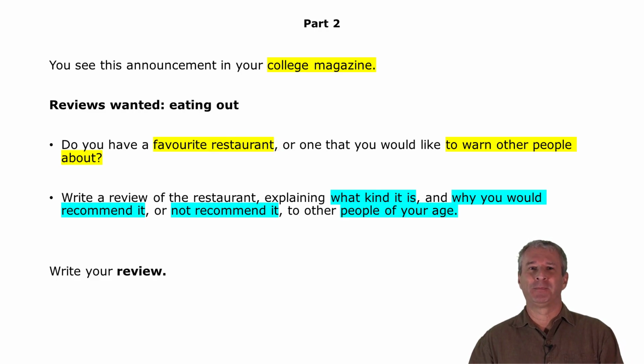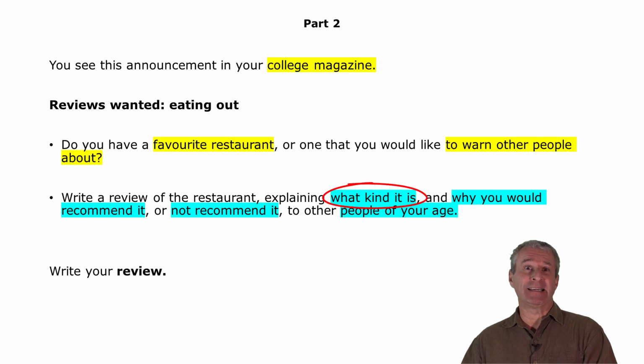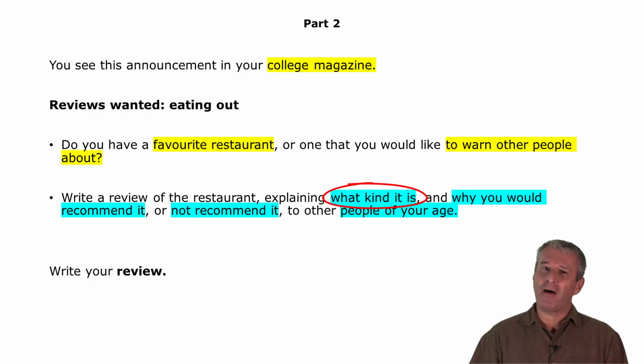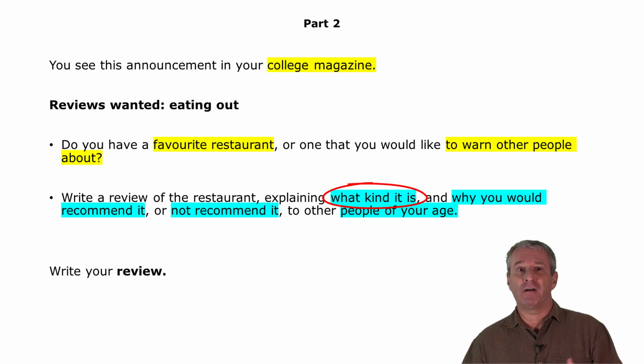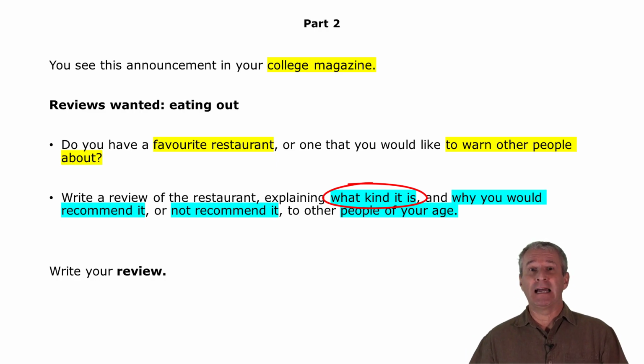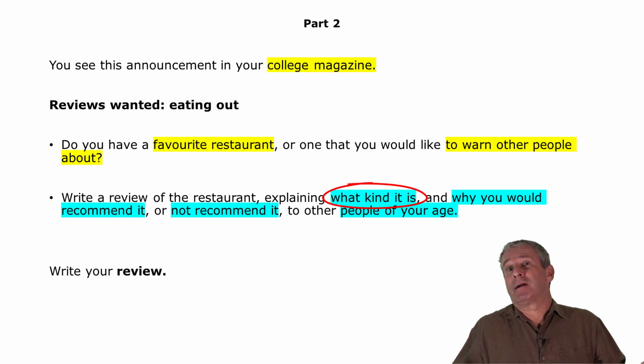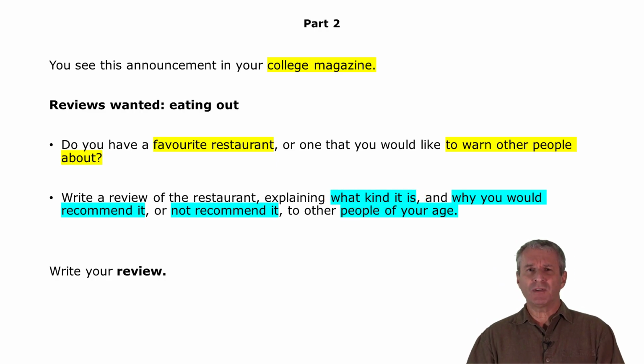You also need to write about what kind it is. The kind of restaurant could mean the kind of food, Chinese, Greek, Spanish, French, etc. It could mean a cheap, fast food place or an expensive upper-class restaurant. You also need to give a recommendation. Is it good or bad, and why?